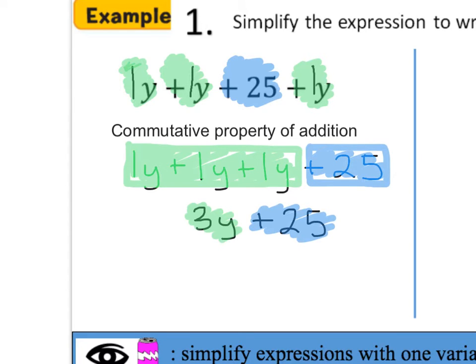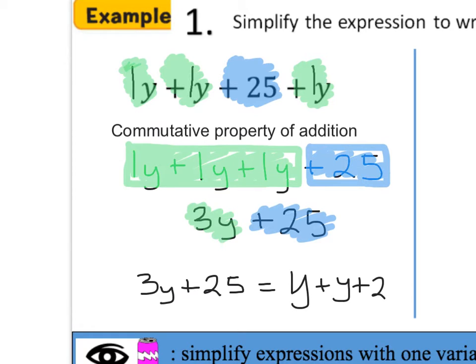Please know that 3y plus 25 is equal to y plus 25 plus y. They're the same thing, they just look different. These are two equivalent expressions.